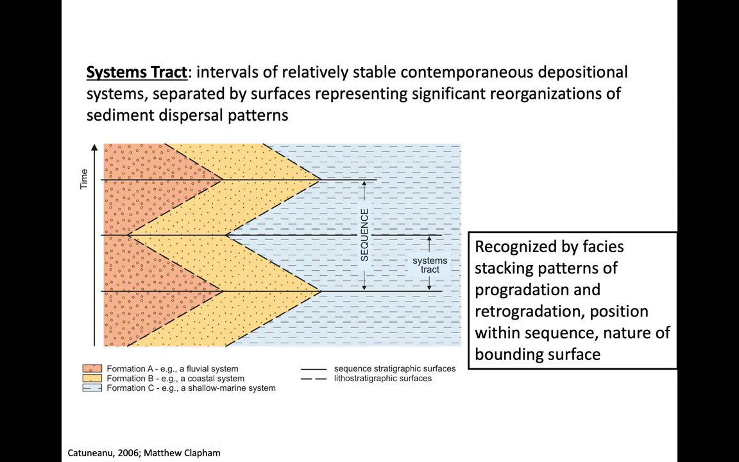If we're starting off in shallow water, we're probably going to see some form of a fluvial system in this particular case. If it's getting deeper, we'll see a coastal system stacking on top of it, and then a shallow marine system stacking on top of that. If we are regressing and the coast is prograding, we'll flip this upside down.